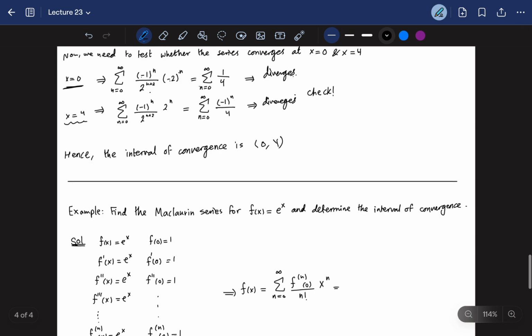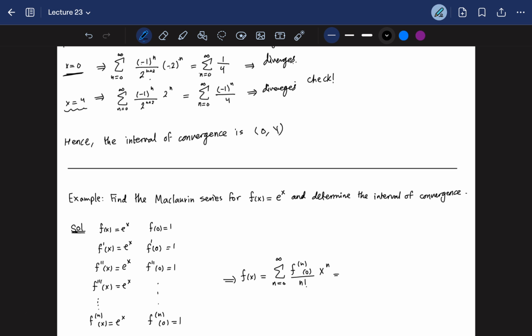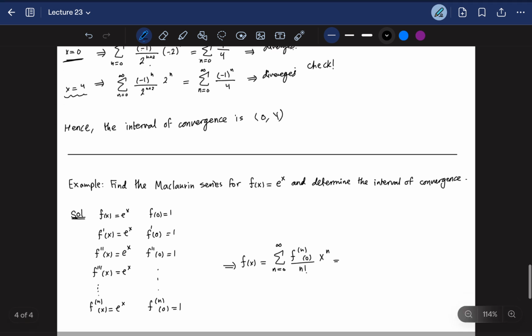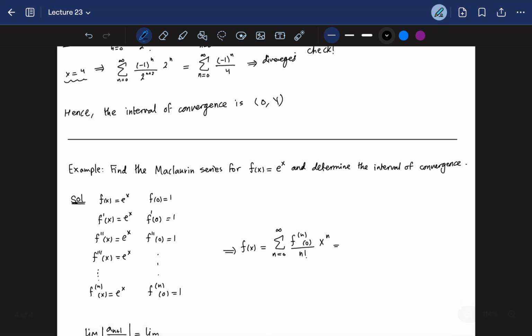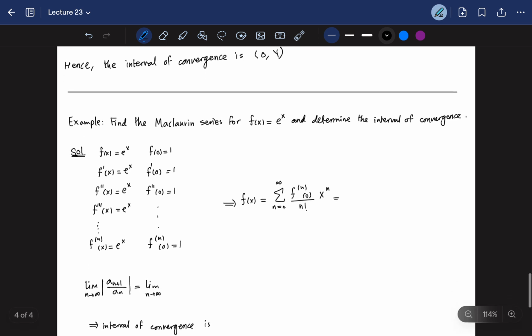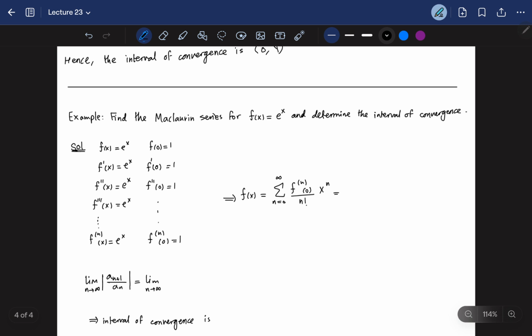Now let's find the Maclaurin series for my function e to the x, and we want to determine the interval of convergence too. If you want to find a Maclaurin series or a Taylor series, you start by finding the derivatives, and then generalize to find the nth derivative, and then plug in the values. If you keep finding the derivative of e to the x, it's just e to the x multiple times, which means that my nth derivative is also e to the x. Now, I'm finding a Maclaurin series, so you need to find it at x equals 0.